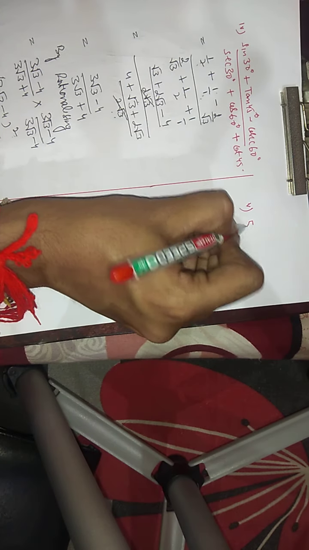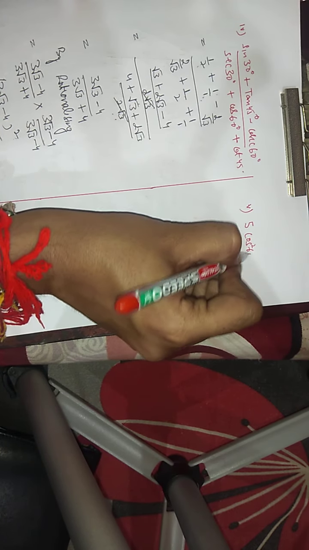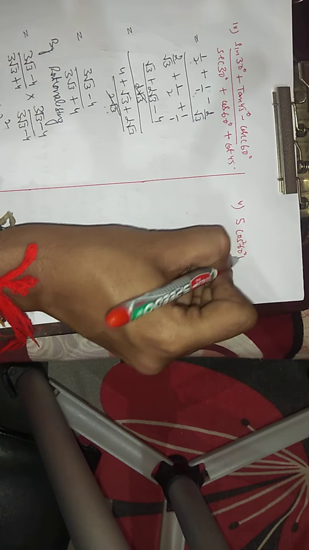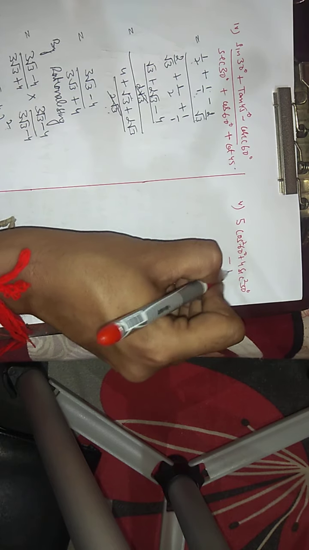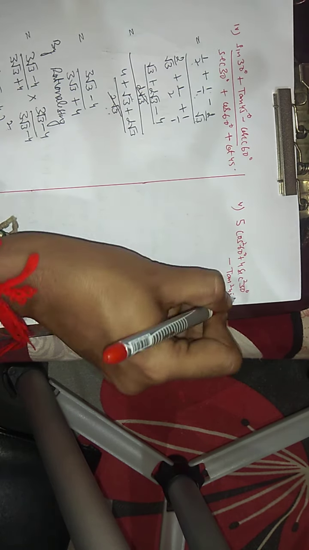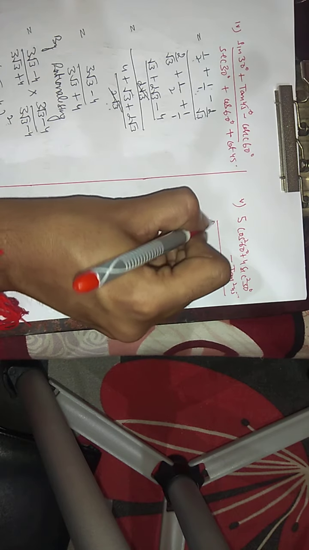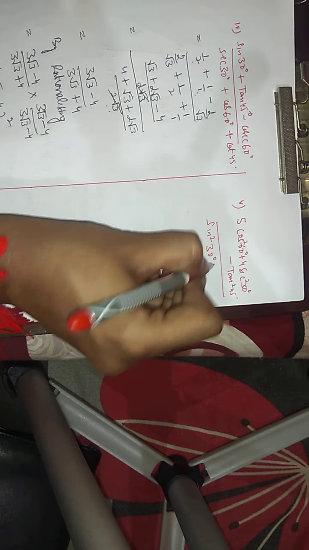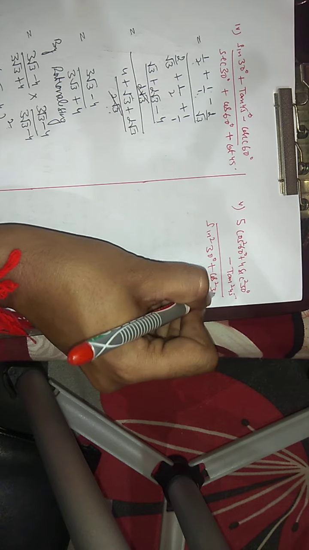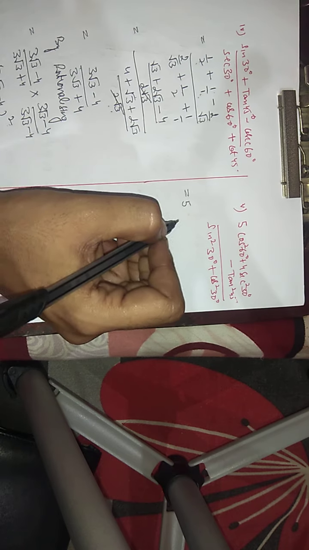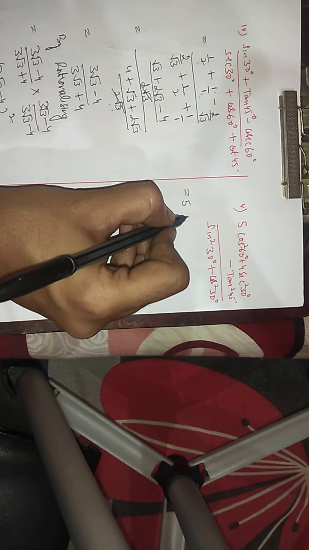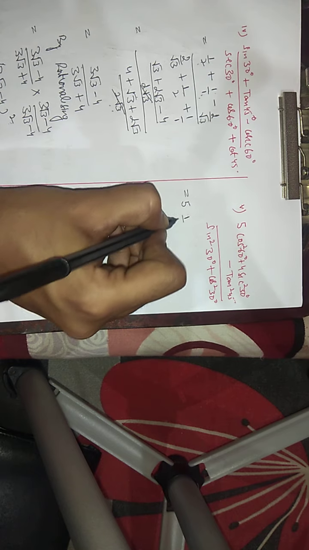It's 5 cos square 60 degree plus 4 sec square 30 degree minus tan square 45 degree, whole divided by sin square 30 plus cos square 30. Now let's proceed. 5 into cos square 60. The value of cos 60, as we all know, is 1 by 2.